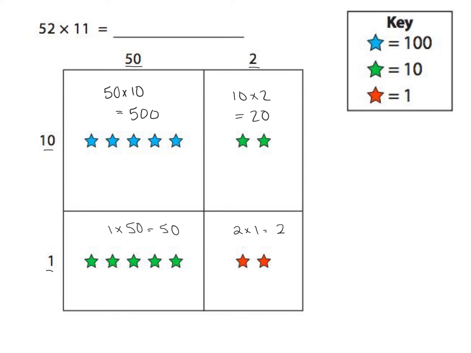So I can verify these answers using the key. So the blue stars are 100, so 5 of them is 500. Green stars are 10, 2 of them are 20, yes. Green stars are 10, 5 of them are 50, and red stars are 1. We have 2 of those. So altogether our answer is 500 plus 20 plus 50 plus 2, giving us an answer of 572.